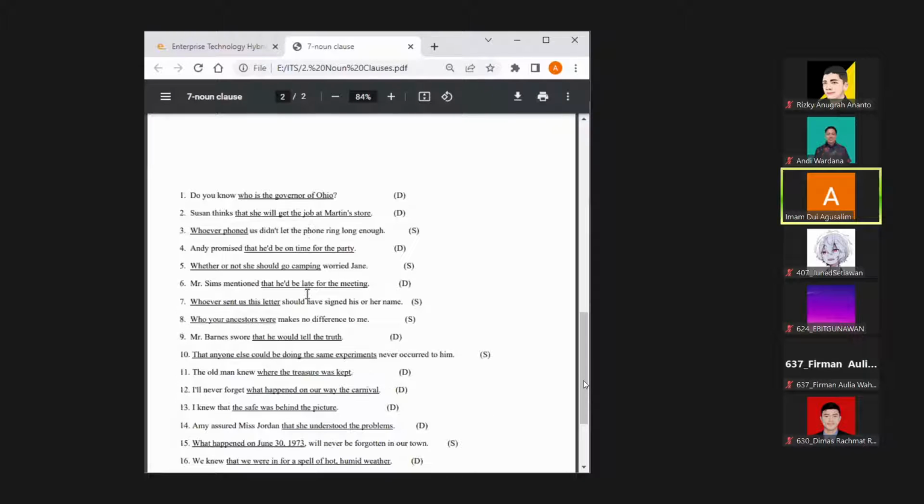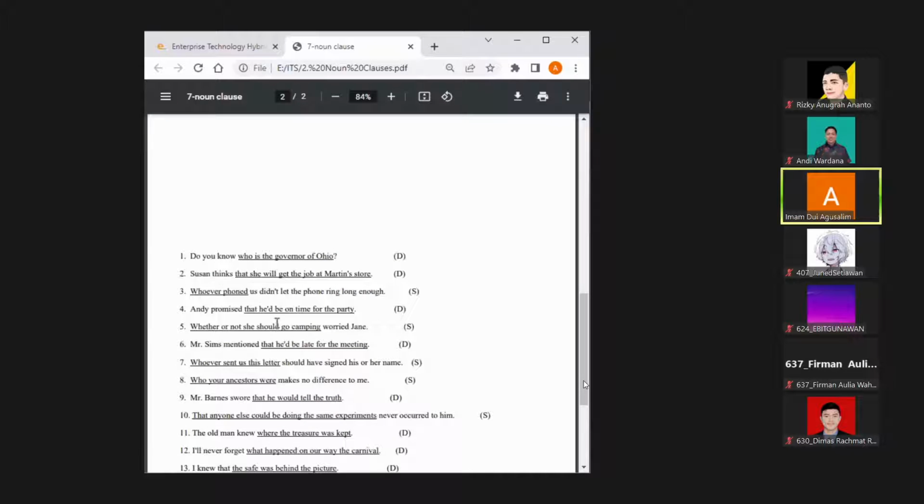Oke, coba kita lanjutkan dengan yang ini. Okay, is it true? Yeah. Do you know who is the governor of Ohio? Tentu saja ya. Ini jawaban tadi ya. Oke, saya kira tidak sulit. Oke, kita mungkin bisa latihan lebih jauh tentang compound complex sentence. Sorry, adverb clause ya.